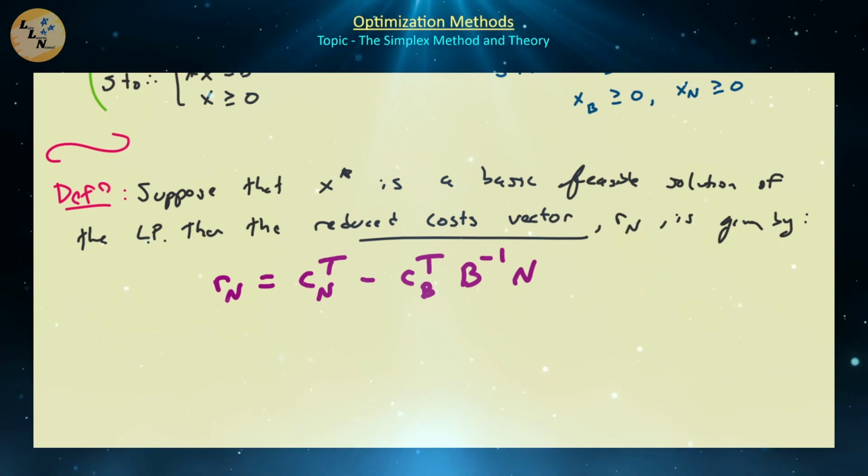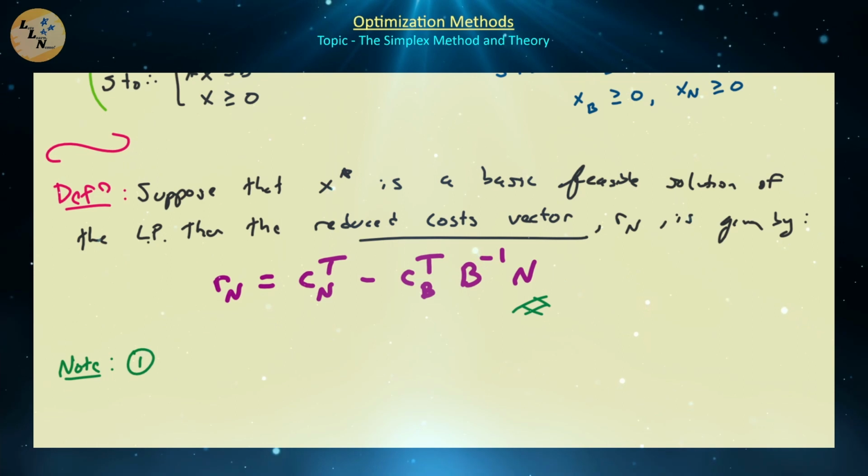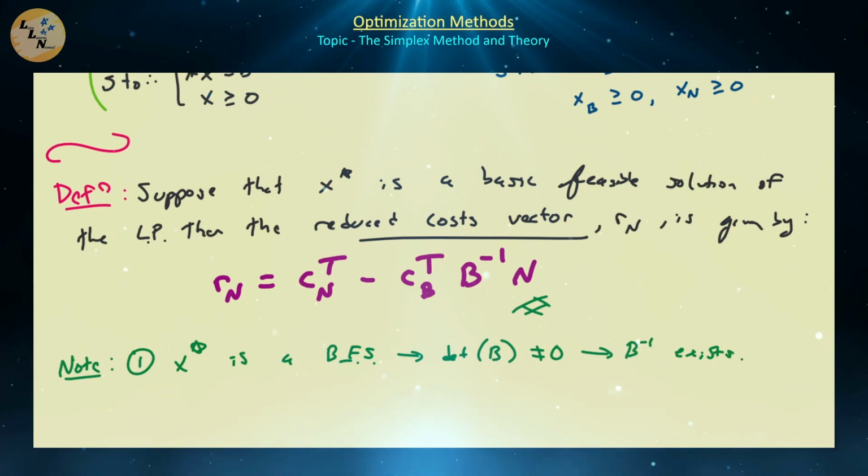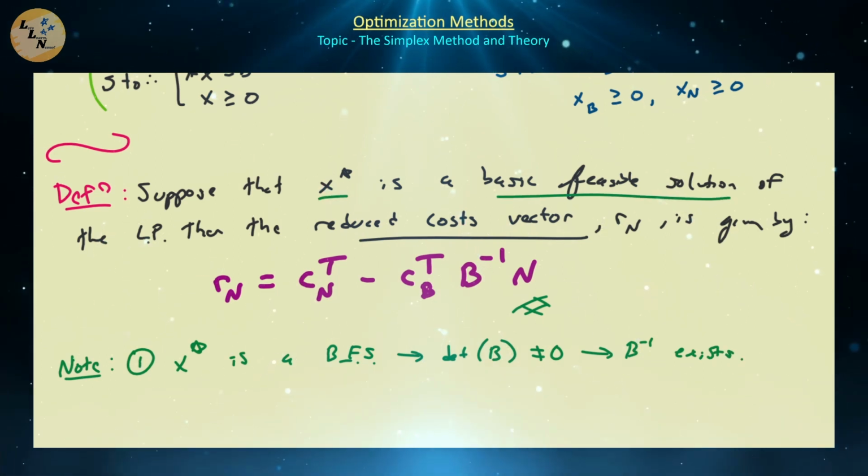And you should be able to verify a couple properties associated with this particular vector. So let's just mention a couple notes here that you may want to investigate on your own, just in case you have the time. So the first thing that you should note is that if x star is a basic feasible solution, then the determinant of the associated basic matrix B is not equal to 0, implying that the inverse will exist, right? And we're assuming that x star is a basic feasible solution. That means the associated basic matrix is invertible. Therefore, this expression will exist.